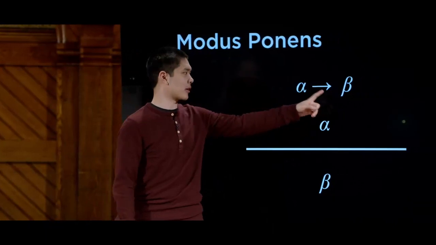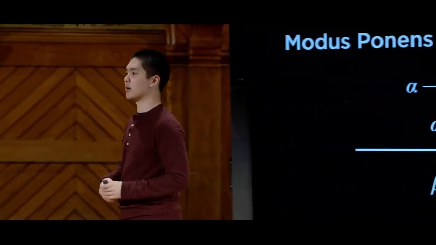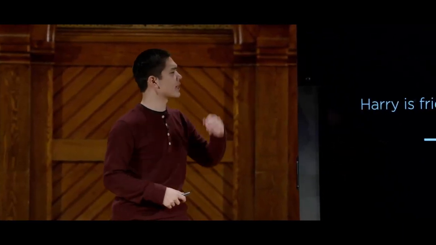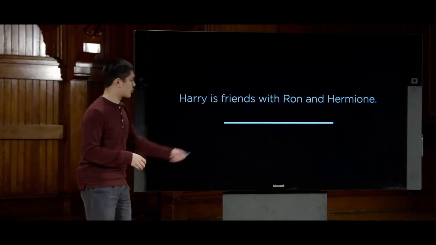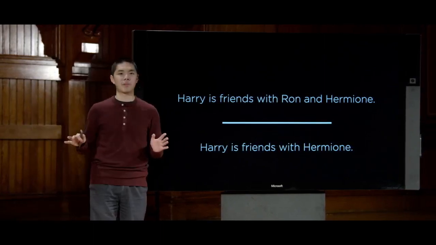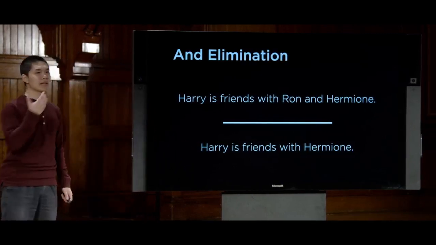So that's modus ponens, this application of implication, that if we know alpha and we know that alpha implies beta, then we can conclude beta. Let's take a look at another example. Fairly straightforward, something like Harry is friends with Ron and Hermione. Based on that information, we can reasonably conclude Harry is friends with Hermione. That must also be true. And this inference rule is known as and elimination.